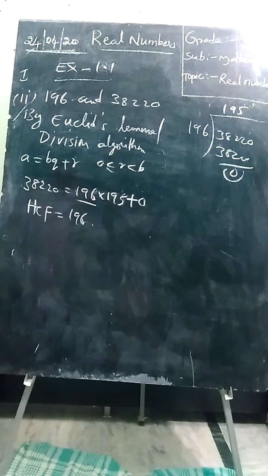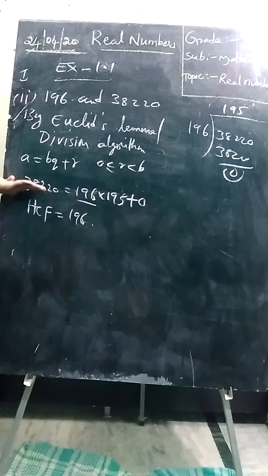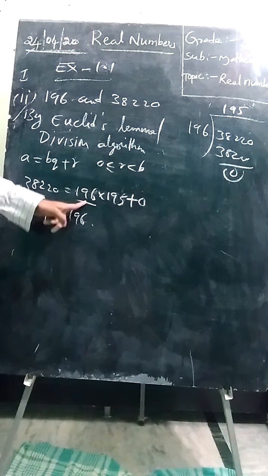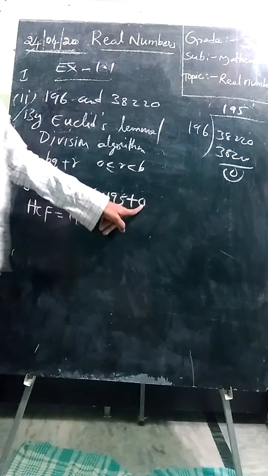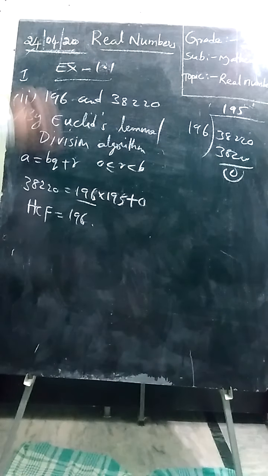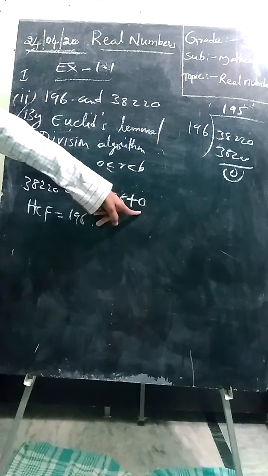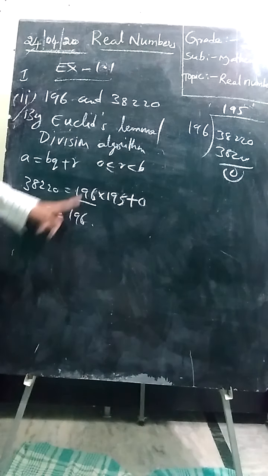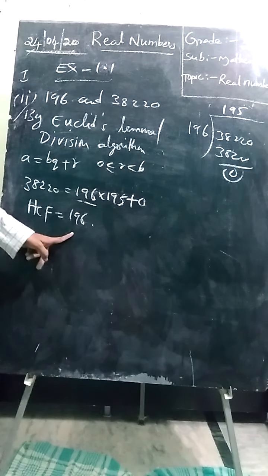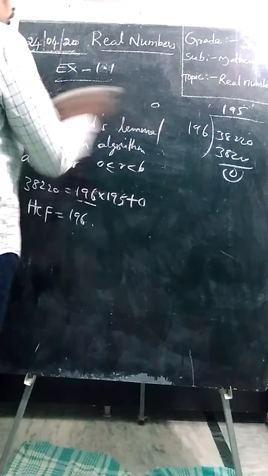Once again, repeating, students: take the larger number of the two and, by using Euclid's lemma, we can write the larger number equal to the product of the smaller number and quotient, plus remainder. You just continue this process up to getting 0 remainder. In the step where we get 0 remainder, the divisor itself is called the HCF. This is the process to find the HCF of two given numbers.